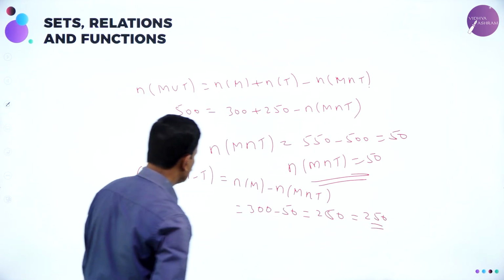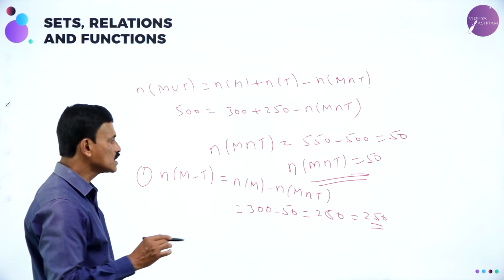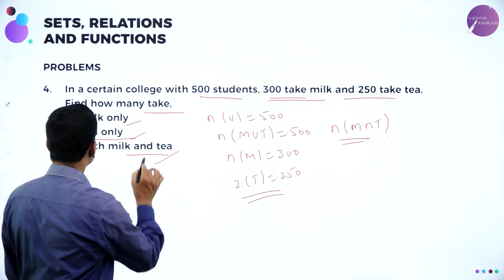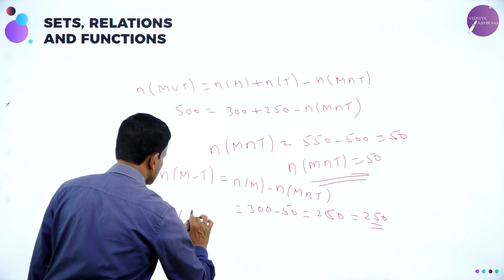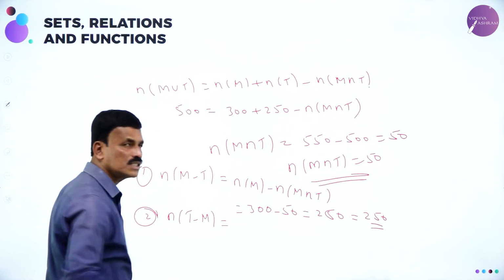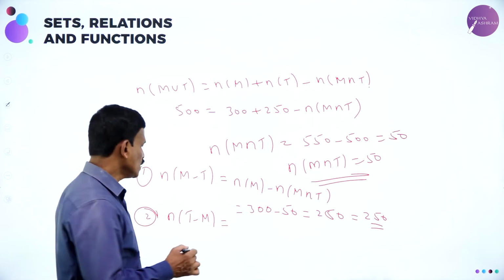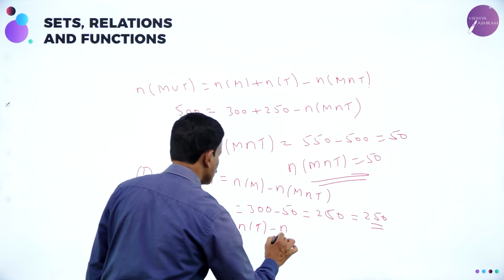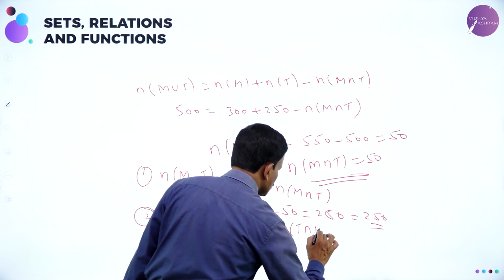So the number of students who will take only milk but not tea is 250. Second one: the number of students who will take only tea, that is n of T minus M. Same as before, n of T minus M is n of T minus n of T intersection M.